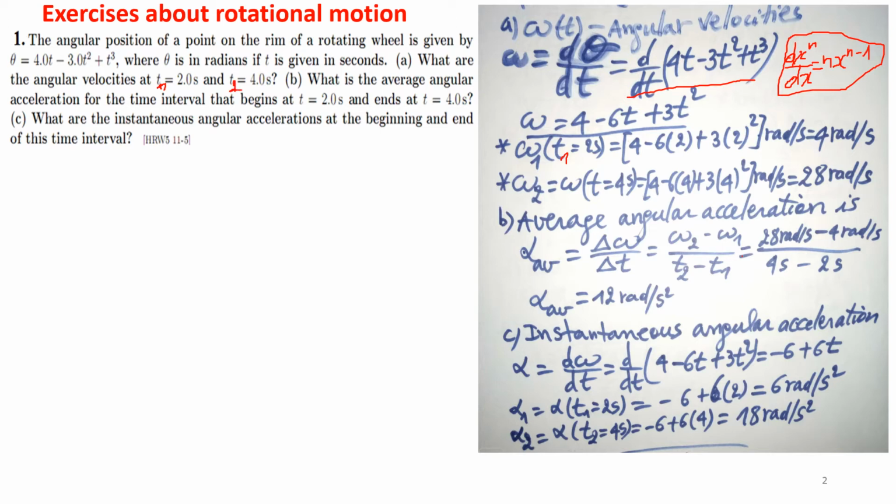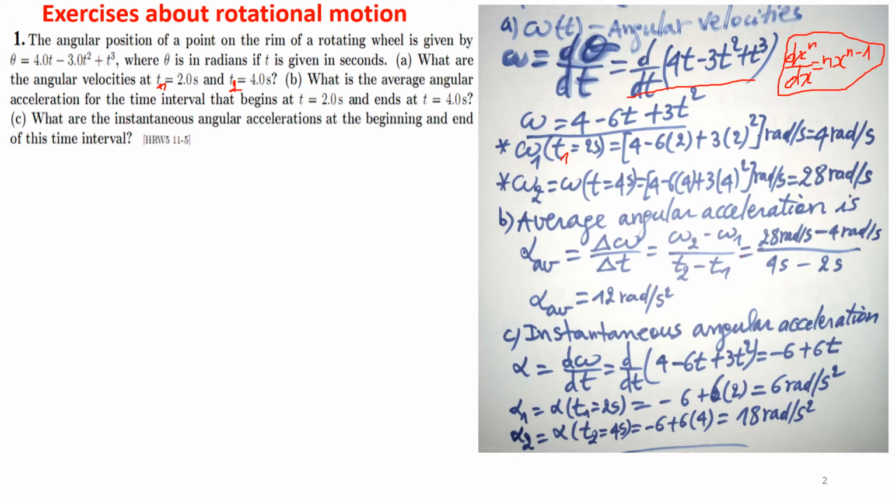And we need to replace each quantity by its value. Omega 1 is calculated to be 4 radians per second. Omega 2, 28 radians per second. Time t1 equals 2 seconds. Time t2 equals 4 seconds. Then we need to replace each variable by its value. Then we have the average angular acceleration to be 28 radians per second minus 4 radians per second, over 4 seconds minus 2 seconds, which is equal to 24 radians per second divided by 2 seconds.